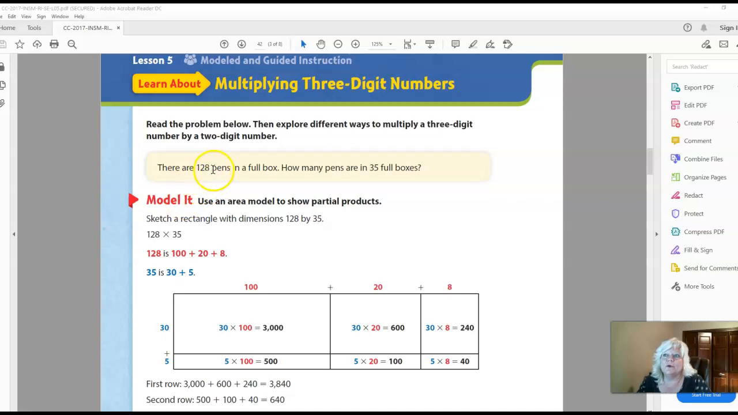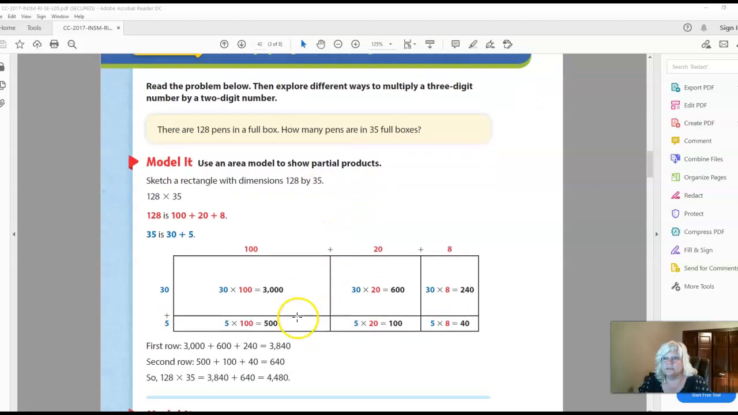So it says there are 128 pens in a full box. How many pens are in 35 boxes? So in my head, I'm thinking, okay, I've got 35 boxes. There are 128 in each box. How am I going to do that? So it says model it. Use an area model to show the products. Sketch a rectangle with the dimension 128 by 35. So this is what they've done here.